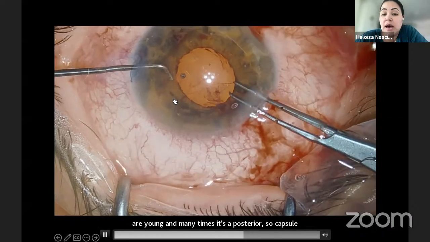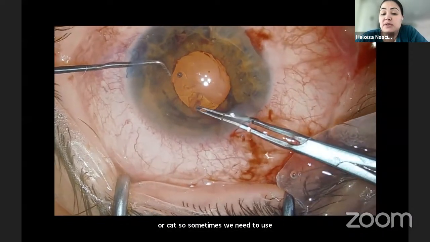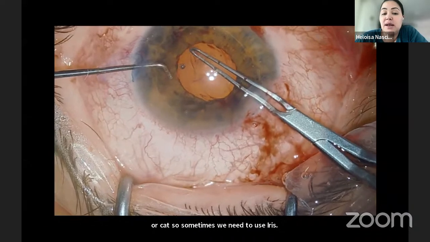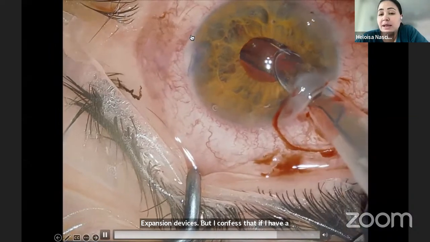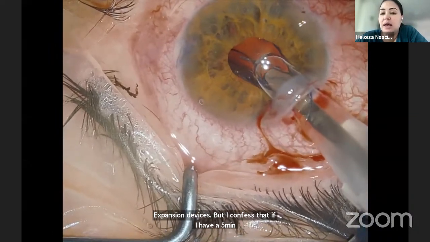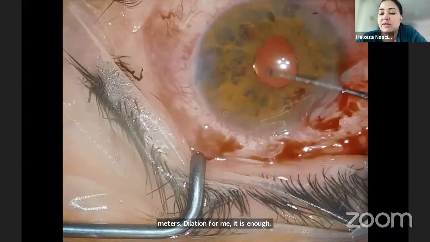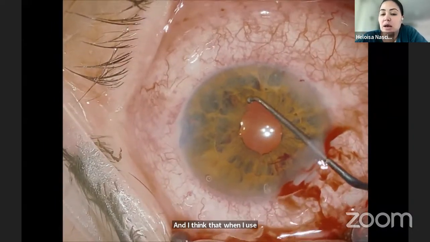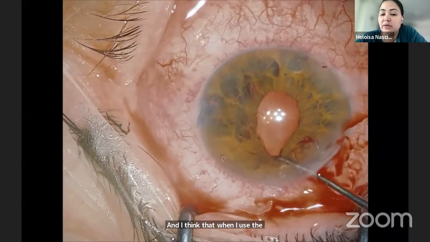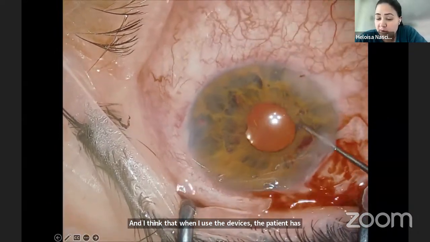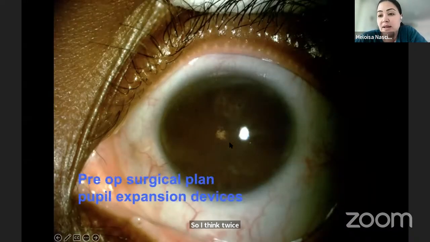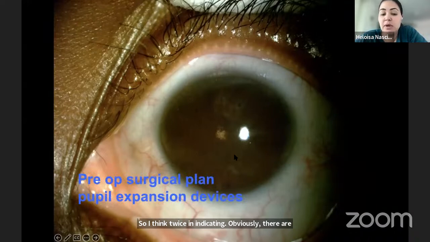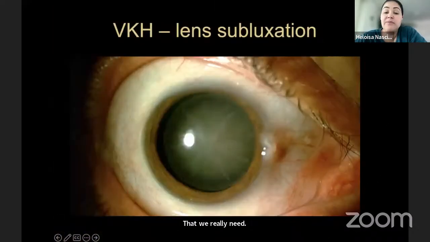Sometimes we need to use iris expansion devices, but I confess that if I have a 5 millimeters dilation, for me it is enough. And I think that when I use the devices, the patient has more inflammation in the postoperative. So I think twice in indicating. Obviously, there are cases that are so hard and so extreme that we really need those expansion devices.